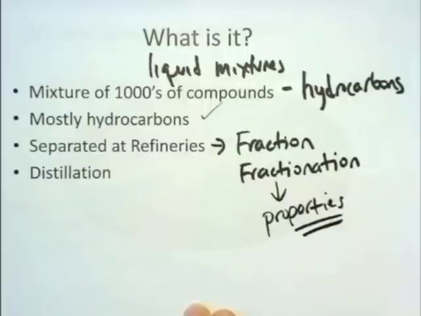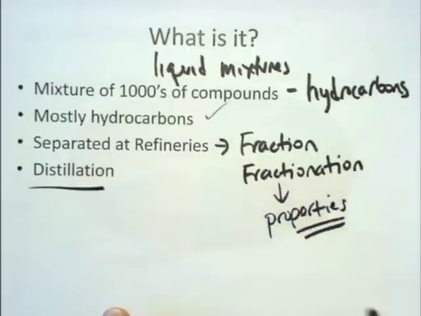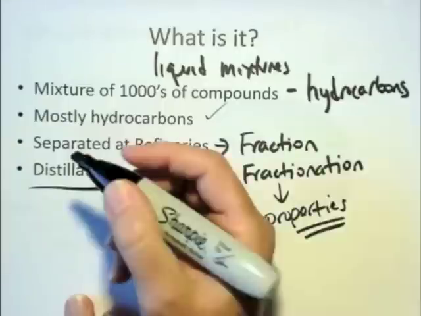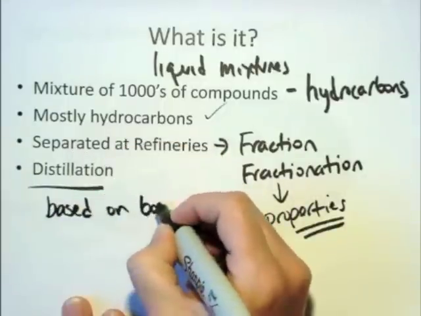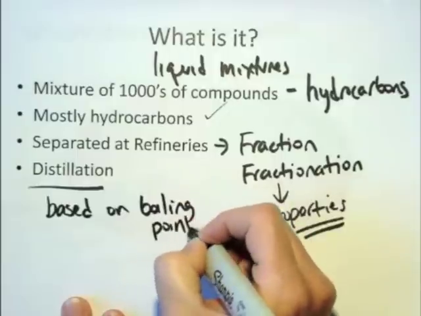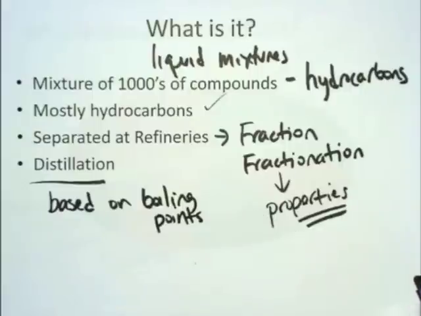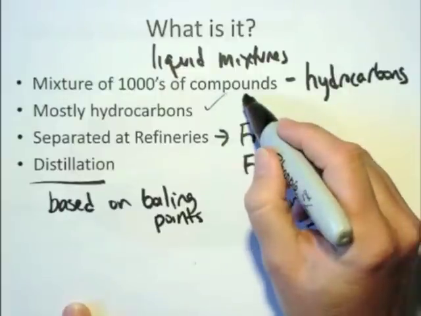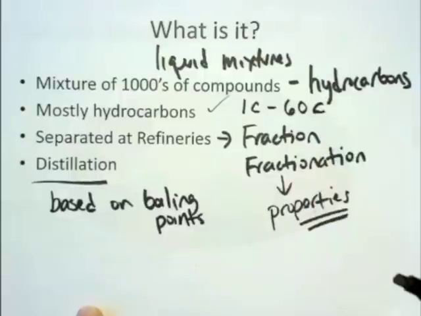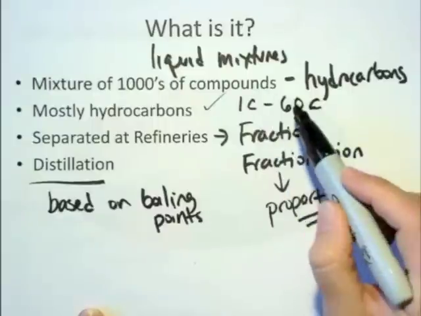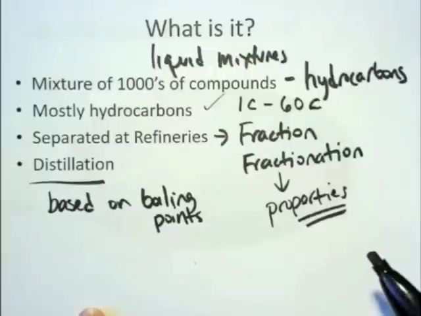Okay, so the technique that's used to fractionate the petroleum is a technique called distillation. And distillation is a method of separating liquids based on the boiling point. Okay, the boiling points of the liquids. And as it turns out, in the liquid mixture that is petroleum, some of the compounds, the hydrocarbons, vary in chain length from 1 carbon to 60 carbons in their molecule. And so the smaller ones have lower boiling points, and the bigger ones, the heavier hydrocarbons, have higher boiling points.